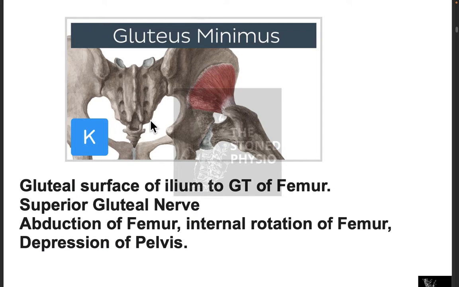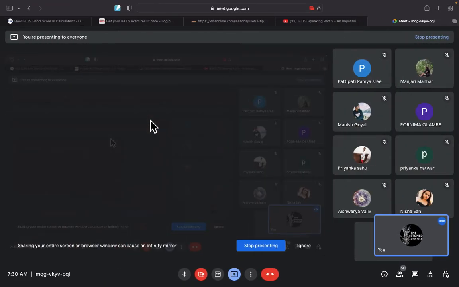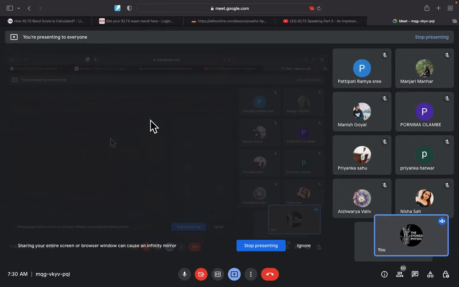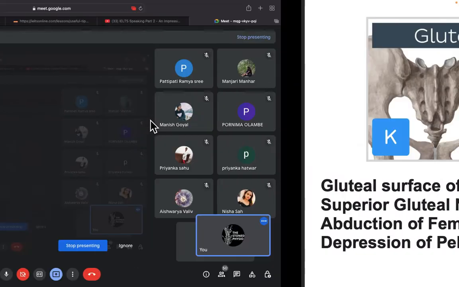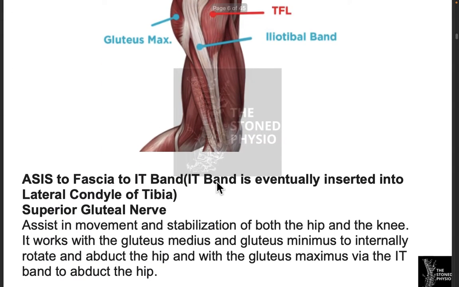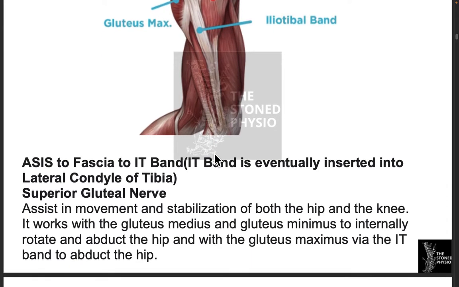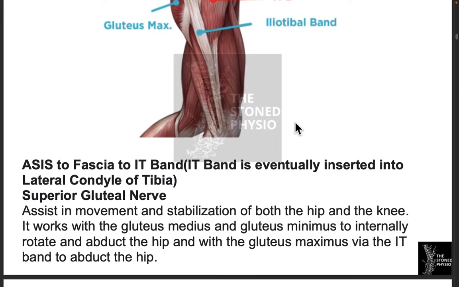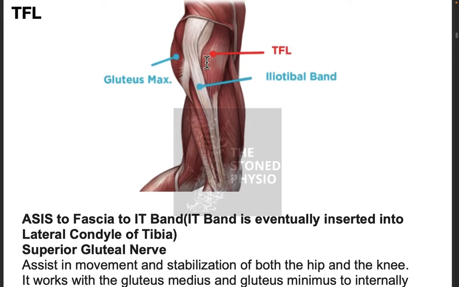So till now we know that gluteus medius, gluteus minimus, and the TFL, all these three muscles have the same nerve supply, that is the superior gluteal nerve, but the gluteus maximus, which is a major gluteal muscle, has the inferior gluteal nerve as its nerve supply. It has a bunch of different actions that assist in movement and stabilization of the hip, ठीक है. It works with the gluteus medius and minimus to internally rotate, ठीक है. And it also provides some abduction as well.